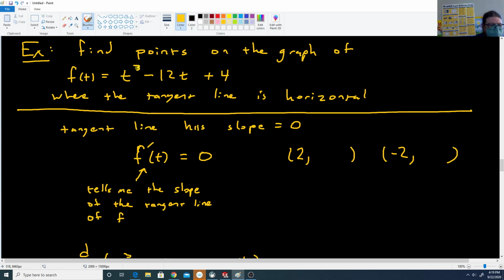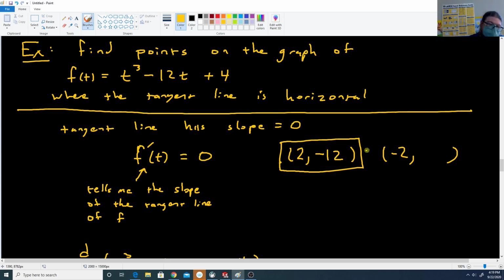2 cubed is 8. We're going to subtract 12 times 2. Negative 12 times 2 is negative 24. So we want to do what is 8 minus 24, and that should be negative 16. And then we add 4 to it. Negative 16 plus 4 is negative 12. And so that gets us our first point that we know the tangent line has slope 0 at.